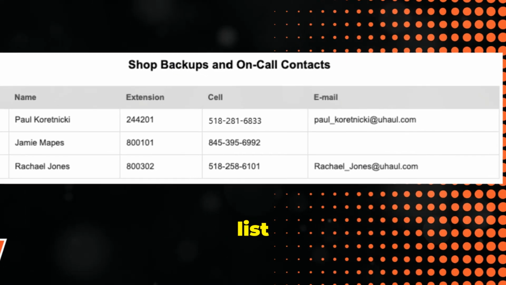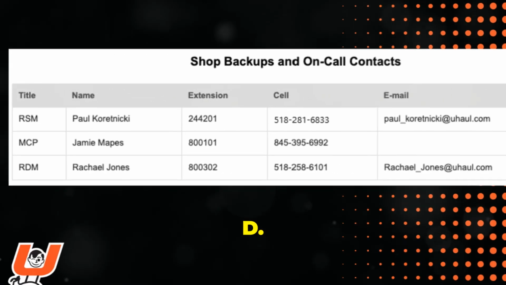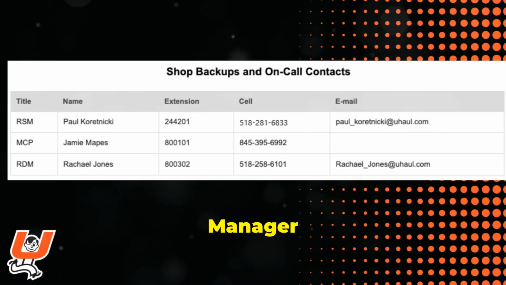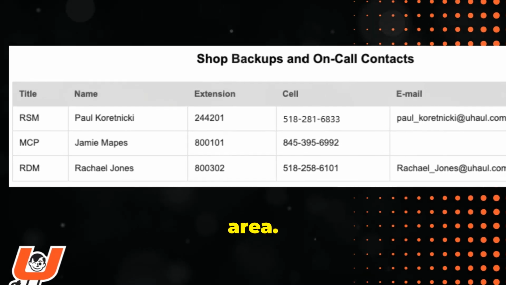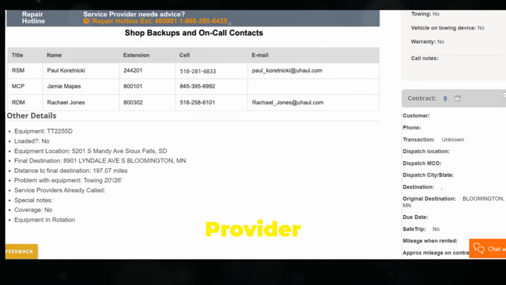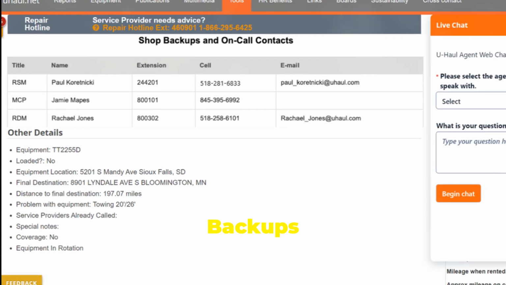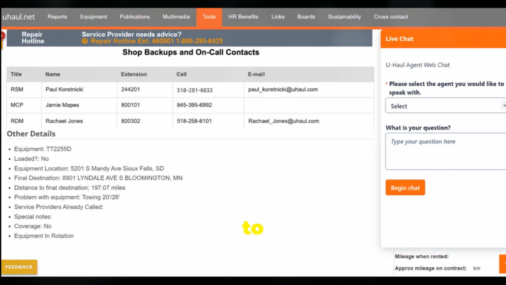The on-call backup list refers to the RSM or Repair Shop Manager, the RDM or Repair Dispatch Manager, and the MCP or Marketing Company President for the area. Team members can locate the on-call backup list below the manual service provider list. The on-call backups are listed in the order of which they are to be contacted from top to bottom.